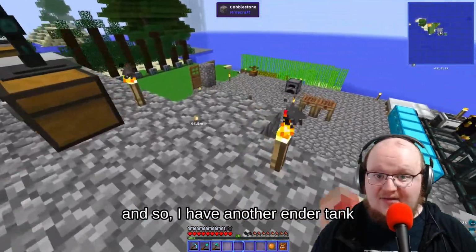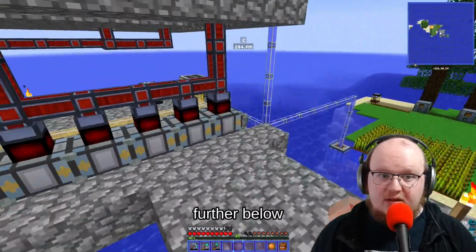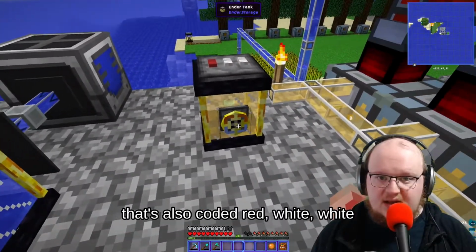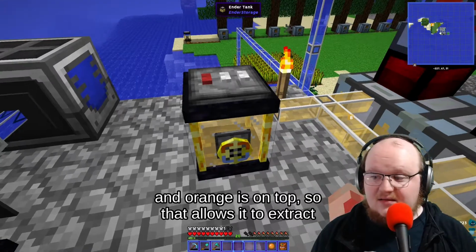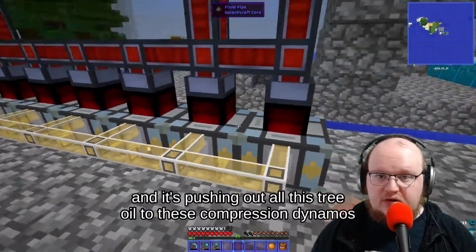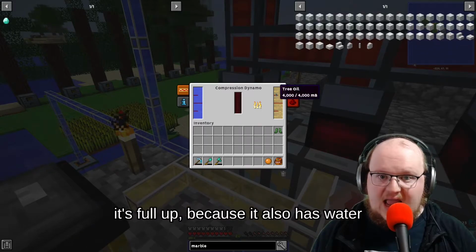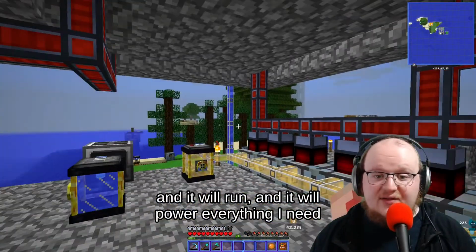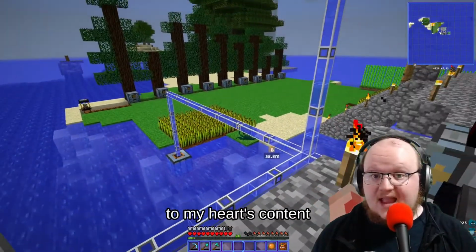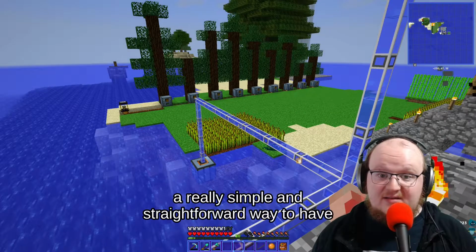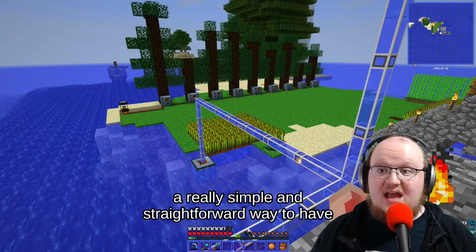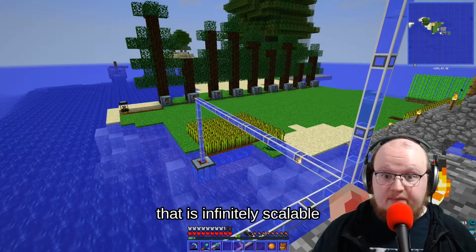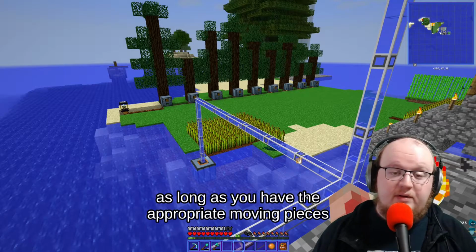And so I have another ender tank further below in the little engine zone here that's also coded red, white, white, and orange is on top, so that allows it to extract. And it's pushing out all this tree oil to these compression dynamos, and it's full up because it also has water, and it will just sit there and it will run and it will power everything I need to my heart's content. And that is a really simple and straightforward way to have hands-off infinite power that is infinitely scalable as long as you have the appropriate moving pieces.